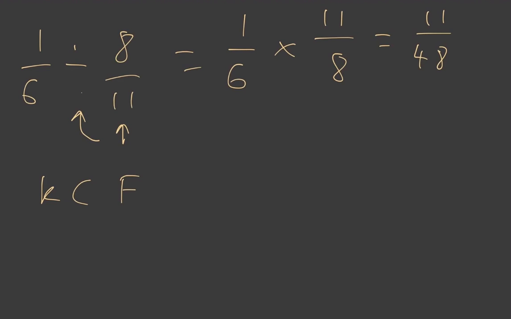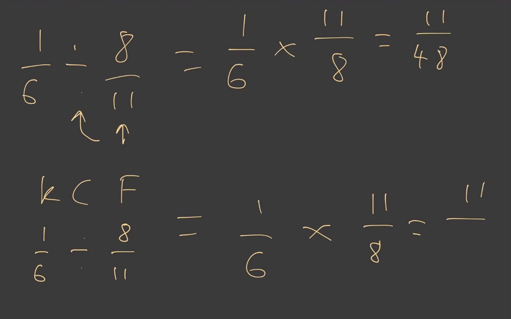We will start off by writing the first fraction underneath the K, which is telling us that we keep this as it is. Then we will write the division sign underneath the C, telling us we need to change this division sign. And we'll write the right hand side of the fraction underneath the F, meaning we need to flip this fraction. So KCF, keep, change, flip. So now let's demonstrate this. We keep the first fraction, we change the sign, and we flip the fraction, which will give us 11 over 48.